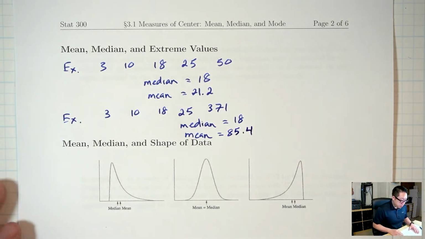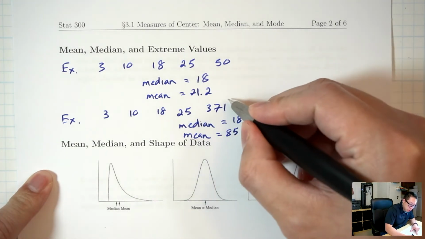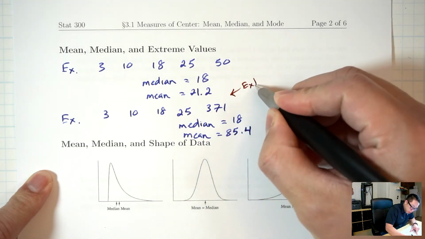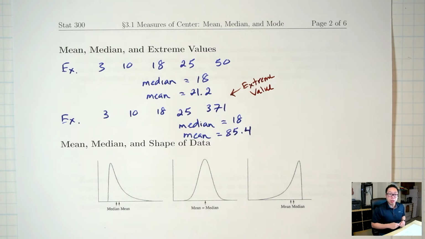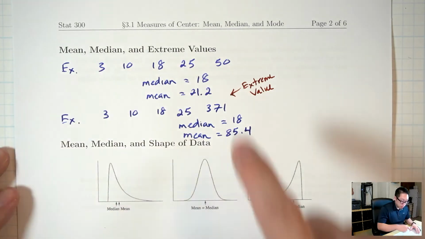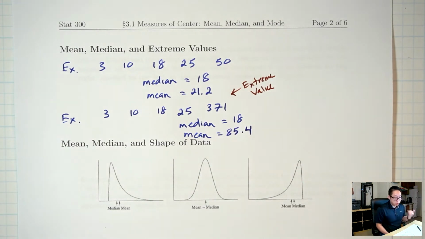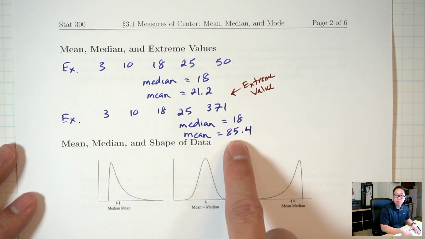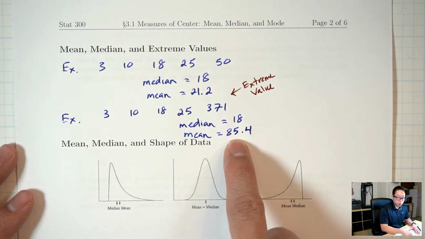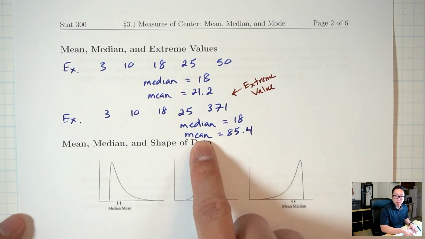Okay, what's the point? The point I want to make is, when I replace one of my values with an extreme value, what happens to the median and what happens to the mean? The median went from 18 and stayed at 18, right? So the median stayed the same. What about the mean? The mean originally was 21.2. Then with an extreme value added, it jumped up to 85.4. So the point here is that the median is not affected by extreme values. The mean is affected by extreme values. Okay?